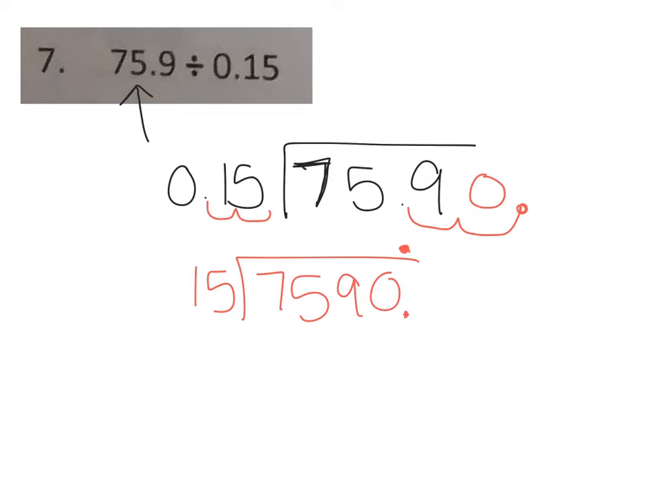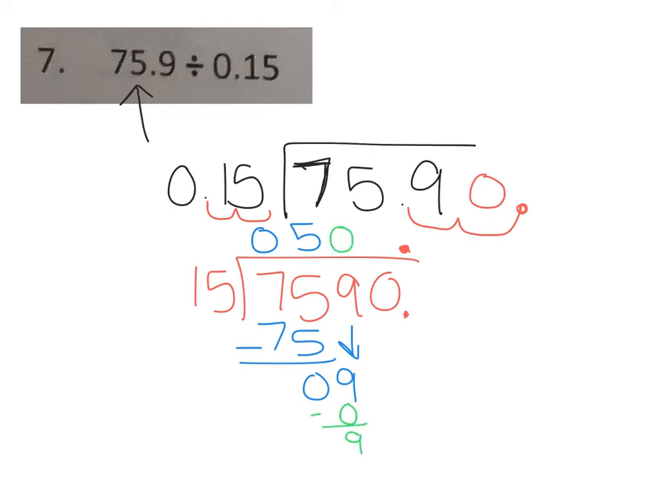So 15 does not go into 7, so I'm going to put a 0 as a placeholder just because it helps me keep it all lined up. So 15 goes into 75 5 times. Bring down your 9. 15 goes into 9 0 times. I have 9 left over.